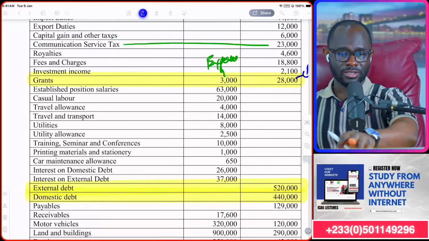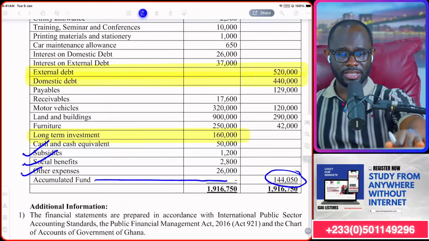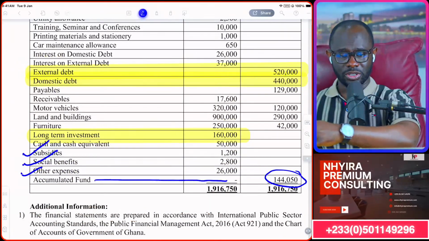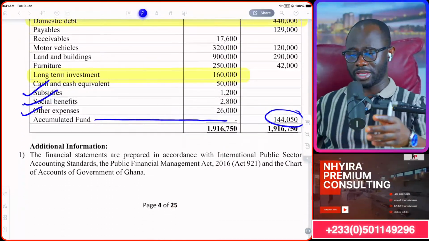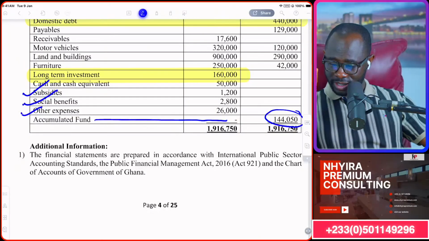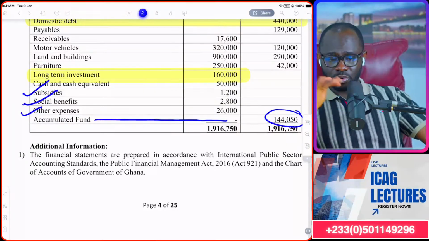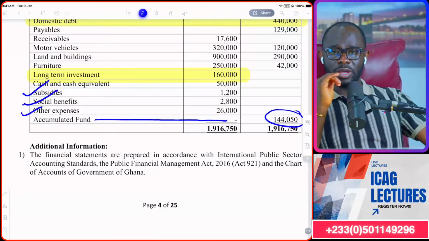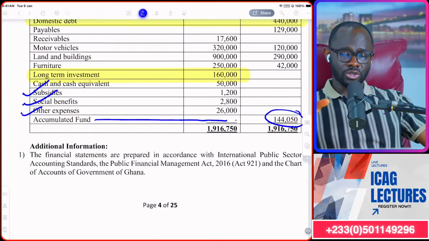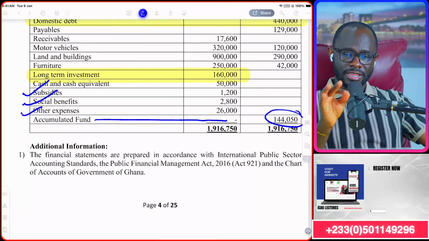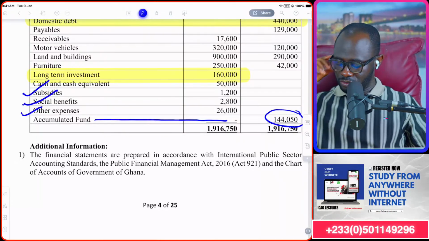The grant, we have not touched it. We'll come back to it. External debt, domestic debt, financial statement position, subject to any changes that may apply. Long-term investment, we've not touched it. We'll come back to it, subject to anything that will apply. Subsidies will come as a line item. Social benefit will come as a line item. Other expenses will come also as a line item. So these are the things we must understand generically when it comes to these issues here.